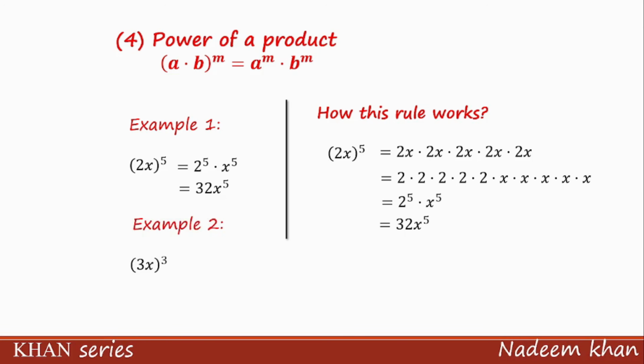Example 2. 3x whole power 3. We distribute the power on both 3 and the variable x. We get 3 to the power 3 times x to the power 3, which is 27x to the power 3.